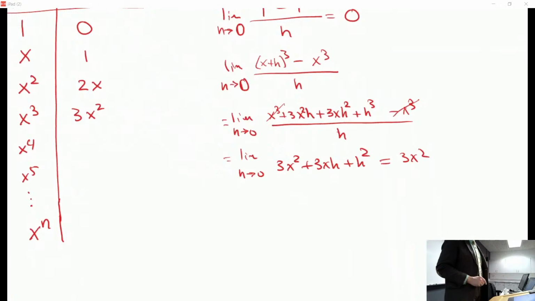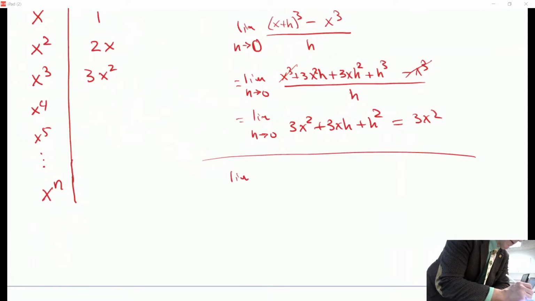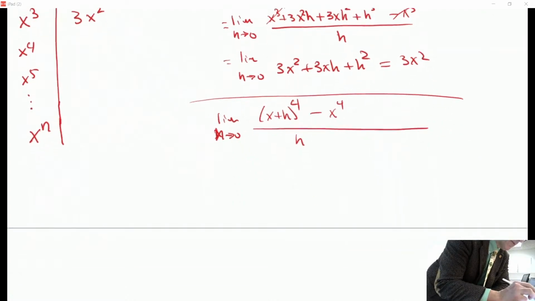I'm doing 2 more of these, and then you're going to see the pattern, hopefully. You probably see it already. But let's at least do x to the 4th. And I know you're thinking, you know what's coming with x to the 4th. The limit as h approaches 0 of x plus h to the 4th minus x to the 4th over h. That's going to be the limit as h approaches 0.